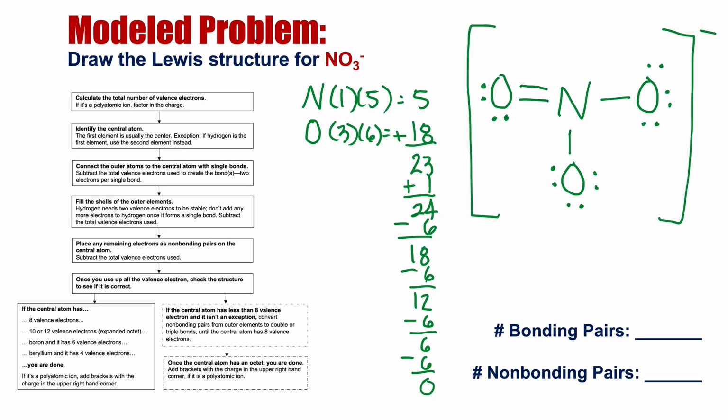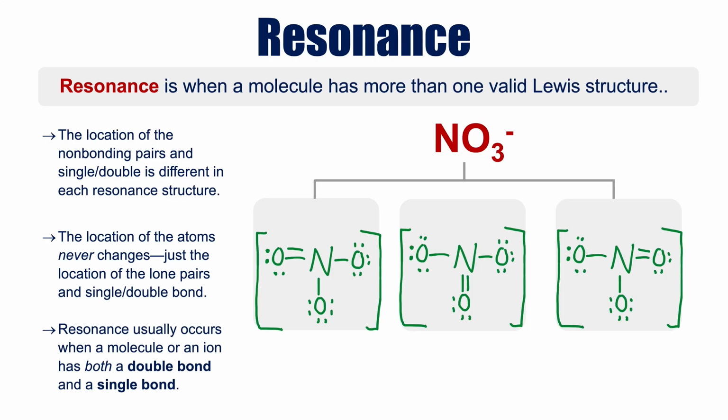I just need to remember to put my brackets around it and put that charge in the upper corner. Each line is still counting as a bonding pair, so there are 4 of them. There are 8 non-bonding pairs. When I add that up, I get 24, which matches how many valence electrons I needed to have in that diagram. So this problem represents something called resonance, and that's when there's more than one possible valid Lewis structure for that molecule. They all have the same number of each type of element present, and the same number of valence electrons.